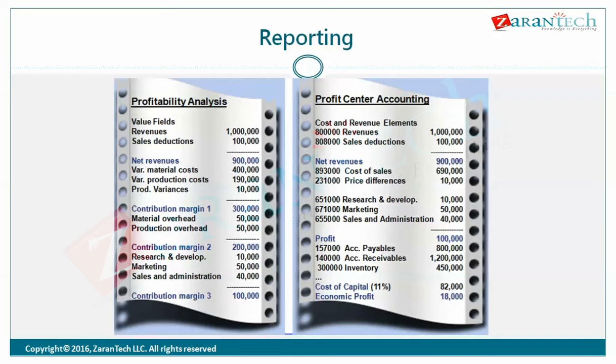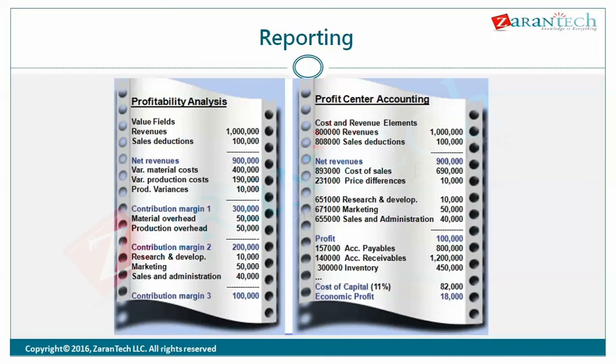Another view of reporting, the same thing presented in different formats. In profitability analysis, you have value fields, sales, your revenue deductions, your contribution margin 1, 2, and 3. Now if you present the same thing in profit center accounting, you have by cost elements, your revenue, sales, cost of sales, price difference, your cost, your profit.